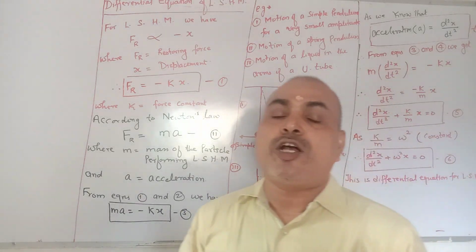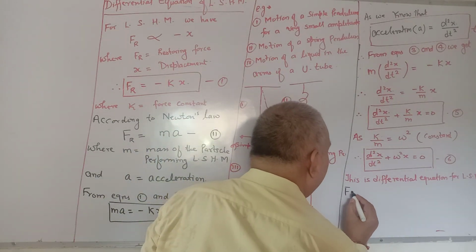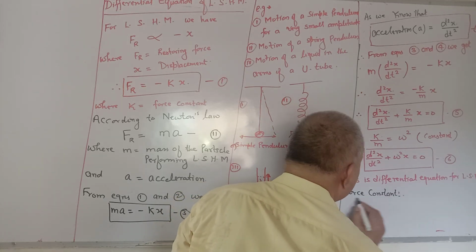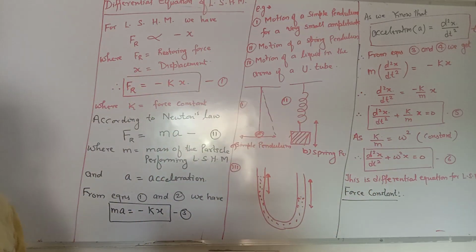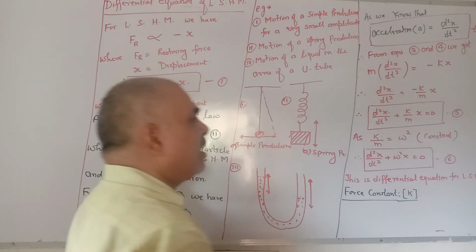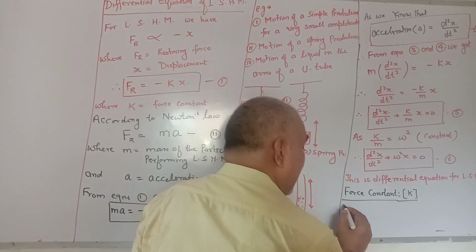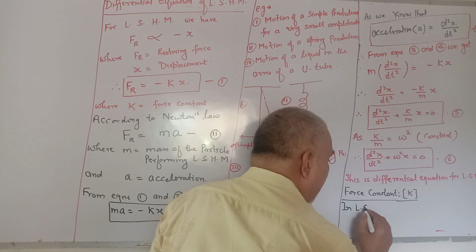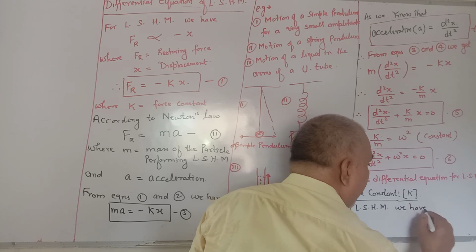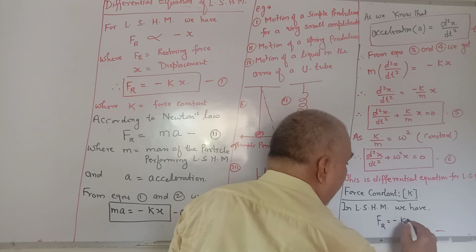Now one more small concept I would like to explain. What is force constant, and its SI unit and dimensions? Force constant is k. As you have seen, omega square is equal to k by m. In linear simple harmonic motion, we have seen force Fr is equal to minus k into x.